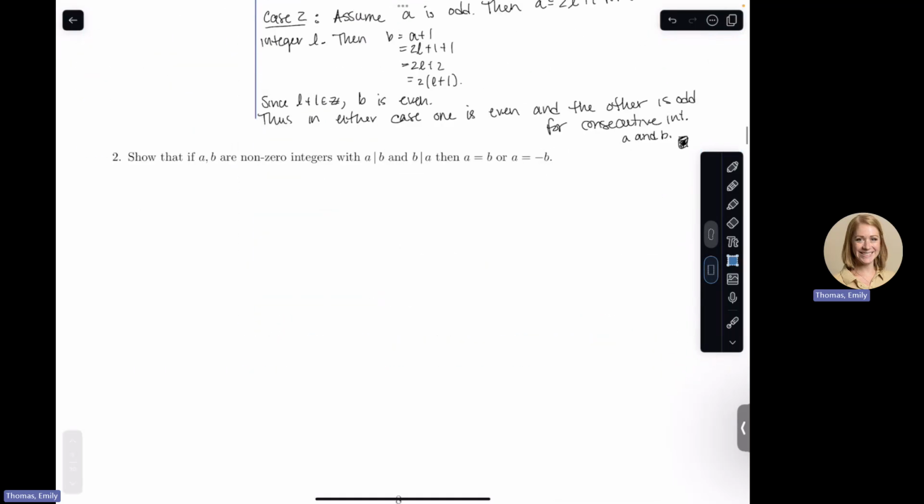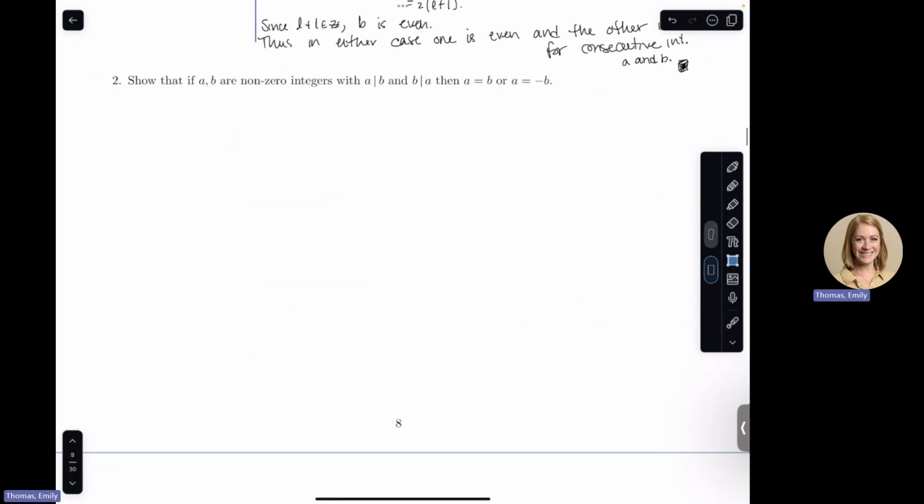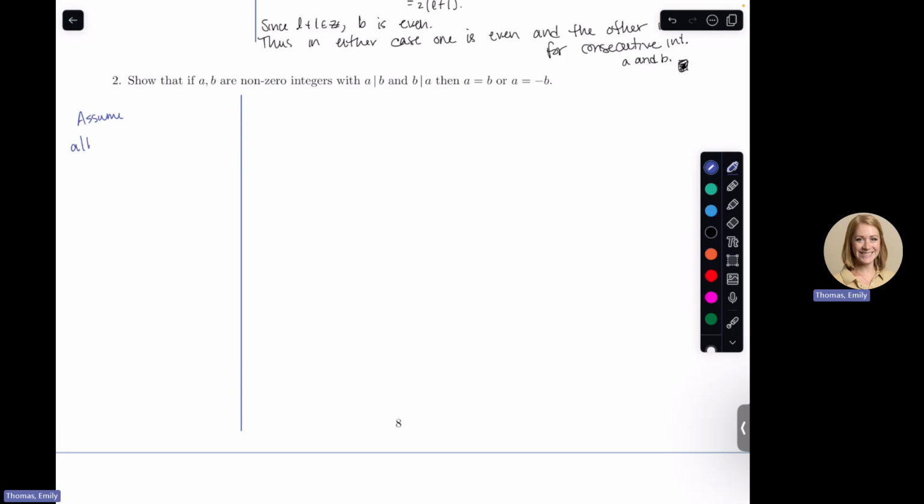All right, so this one we have a and b are non-zero integers. A divides b, b divides a. Then either a equals b or a equals negative b. So if we do scratch work here, we get to assume that a divides b and that b divides a.